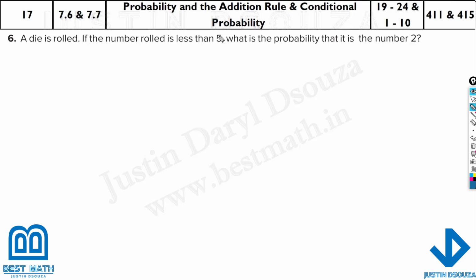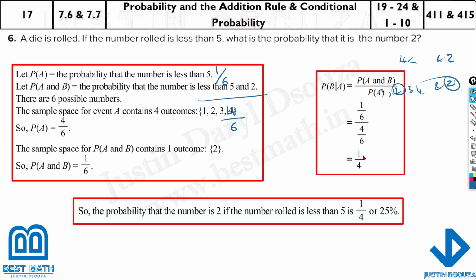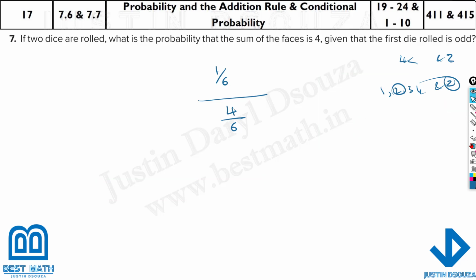A die is rolled. If the number rolled is less than 5. Okay, that's the condition, less than 5. How many numbers? 4 out of 6. In a die there are 6, right? What is the probability that the number is 2? Probability of A and B will be 2 and less than 5. How many are there? Only 1, right? Because they have told less than 5 and 2. So 1, 2, 3, 4 and 2. Only 1 is the common term. So it's 1 by 4 or 25% here. So 1 by 6 divided by 4 by 6, 25%.